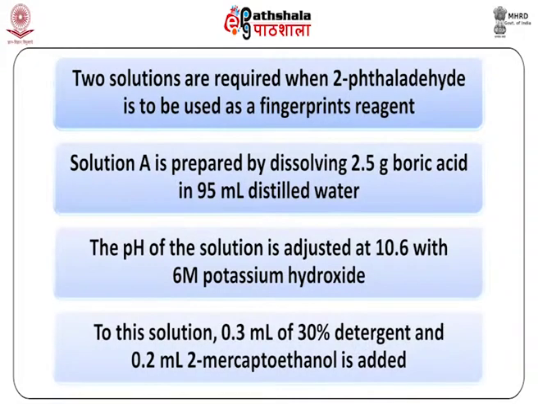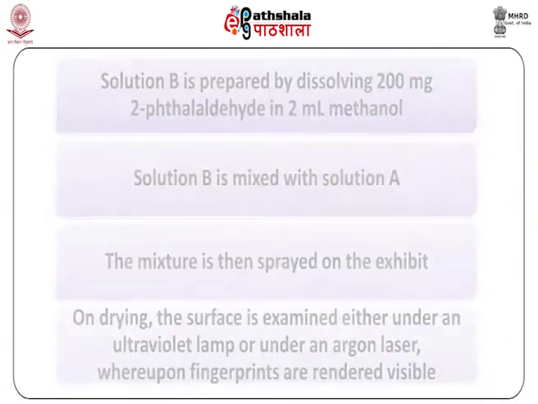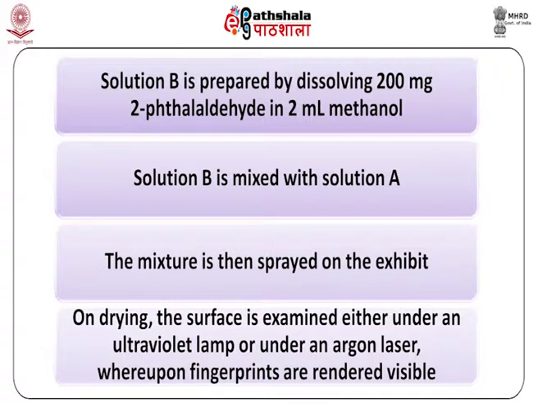Two solutions are required when o-phthalaldehyde is to be used as a fingerprint reagent. Solution A is prepared by dissolving 2.5 gram boric acid in 95 ml distilled water. The pH of the solution is adjusted to 10.6 with potassium hydroxide. To the solution, 0.3 ml of 30% detergent and 0.2 ml 2-mercaptoethanol is added. Solution B is prepared by dissolving 200 mg o-phthalaldehyde in 2 ml methanol.